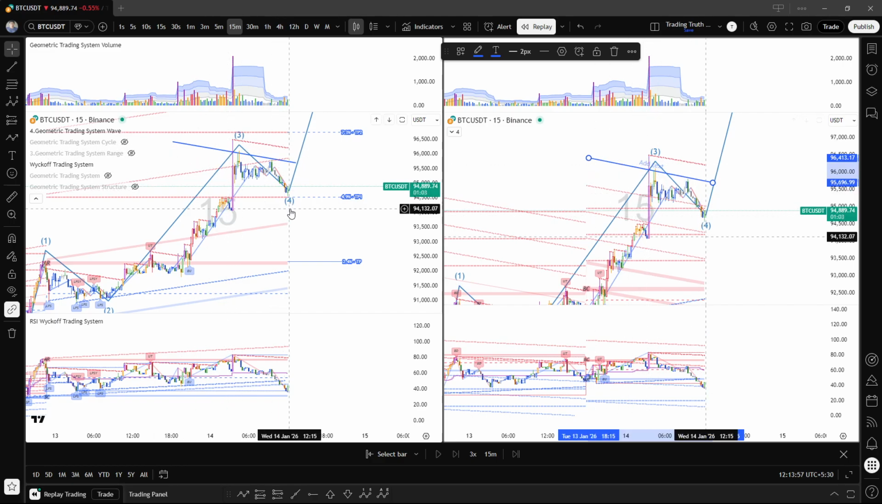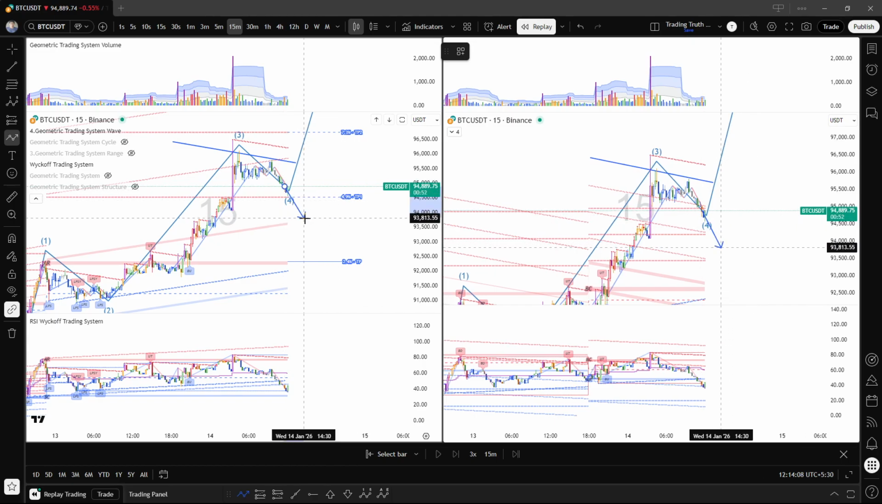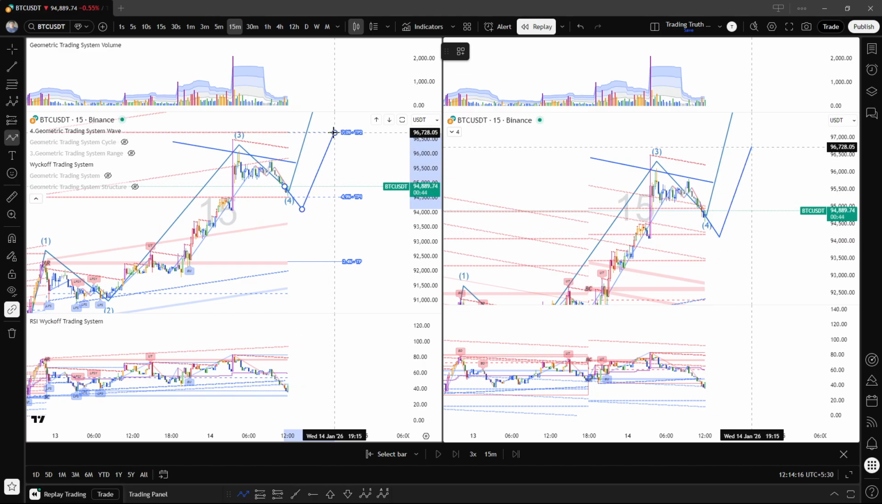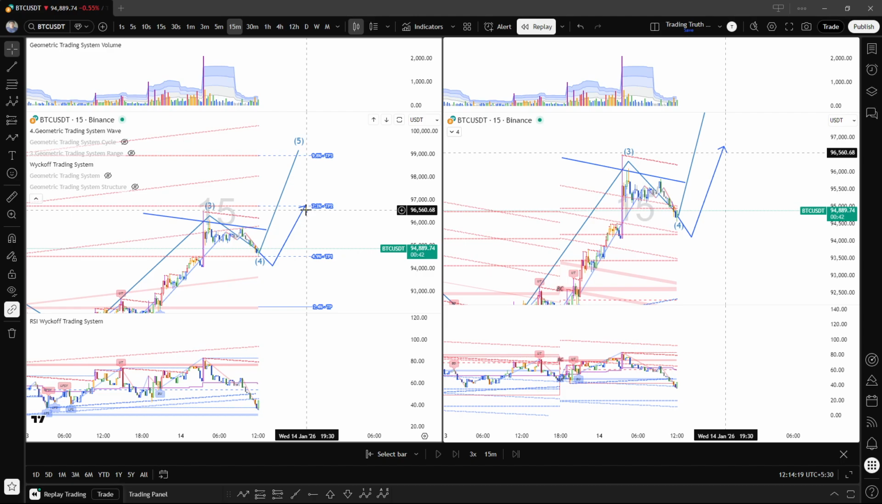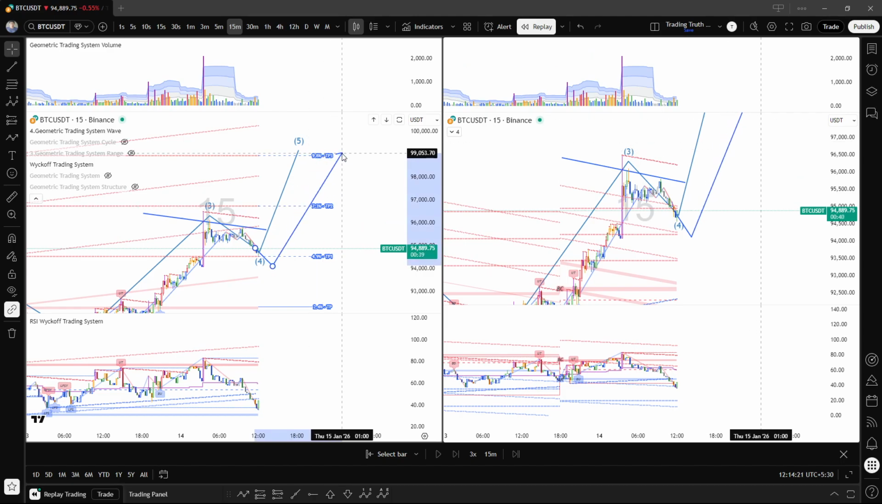And obviously this is the fourth wave, and this is where it's accumulating again, like it stopped. So it might also come to this point here, because fourth wave takes time to develop the market, and it should be about this one, and after that it's gonna go to 99 for sure, or 100. That's my prediction for today.